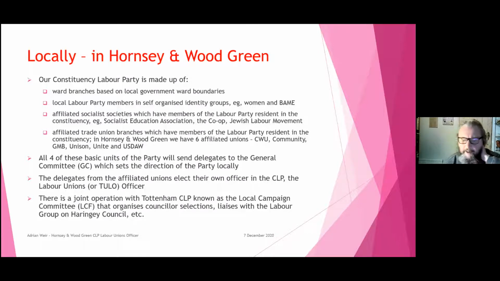And as well as the General Committee setting the direction for the party locally, there's also a joint operation with Tottenham CLP, because we've got the 2 CLPs in Haringey Borough, Hornsey and Wood Green and Tottenham. Jointly with Tottenham CLP, there is what's called the Local Campaign Forum, which organises things like, as I said in the slide here, councillor selections. So the LCF will be very active in the coming period, selecting candidates to stand for the council elections in 2022. And also the LCF liaises with the Labour group on Haringey Council. So there's a joint operation, if you like, with Tottenham CLP that's really to do with Haringey Council business.